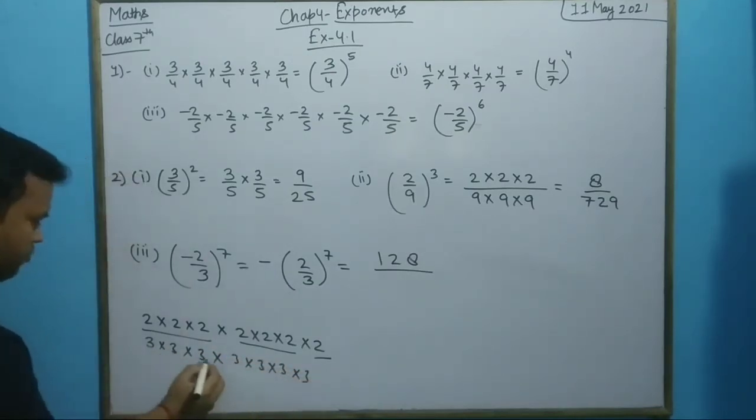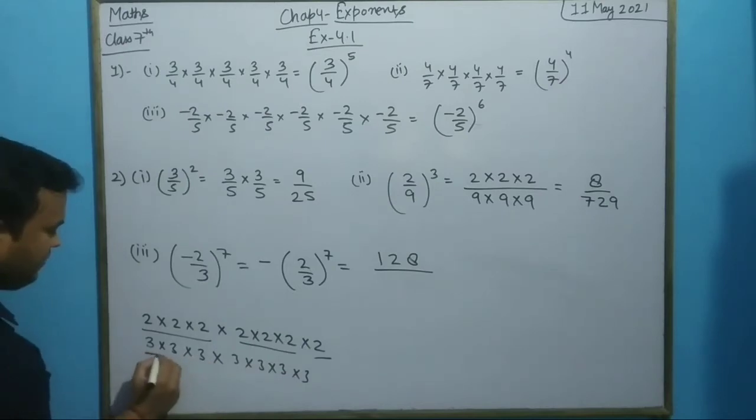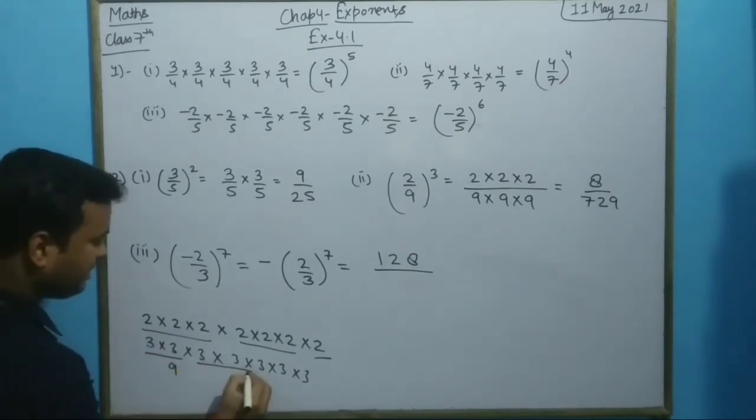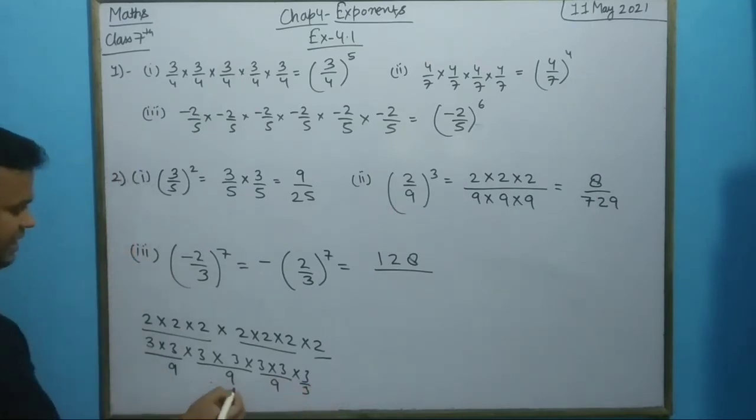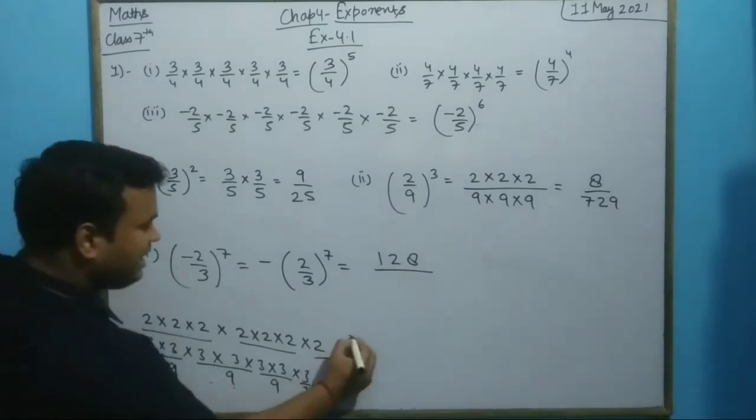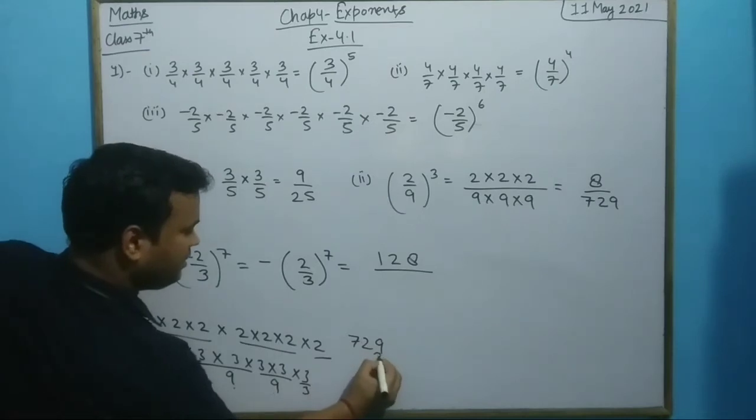Okay, 1 2 3 4 5 6 7. This is 9. This is again 9. This is 9 and this is 3. 9 9 is 81. 81 into 9 is 729, and this is 729 into 3.